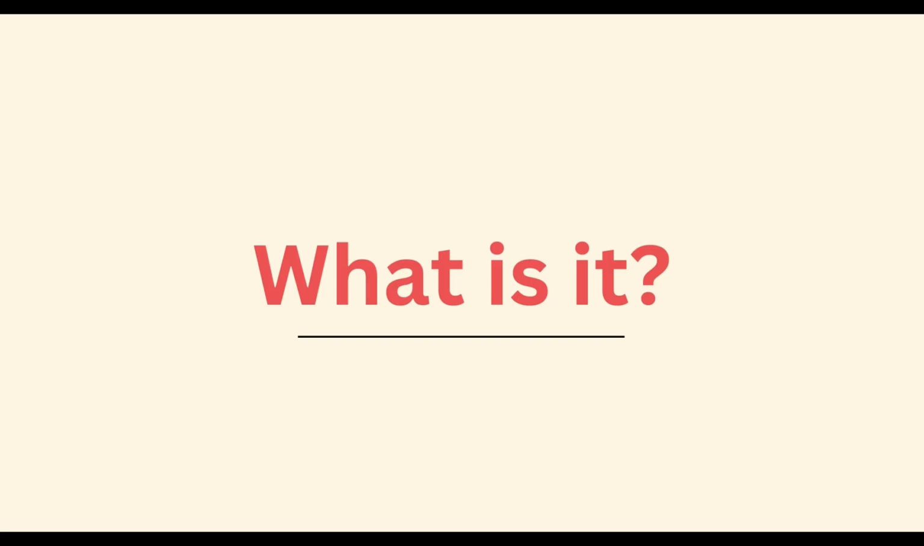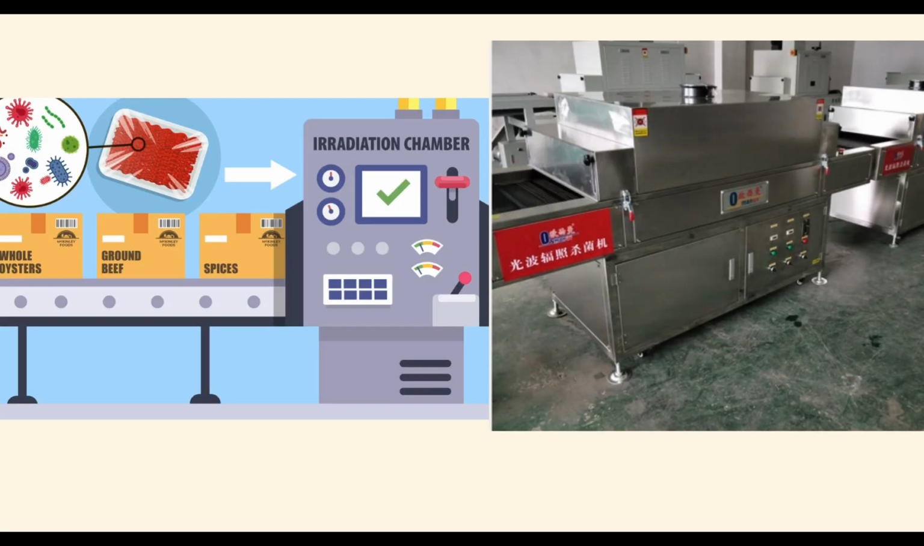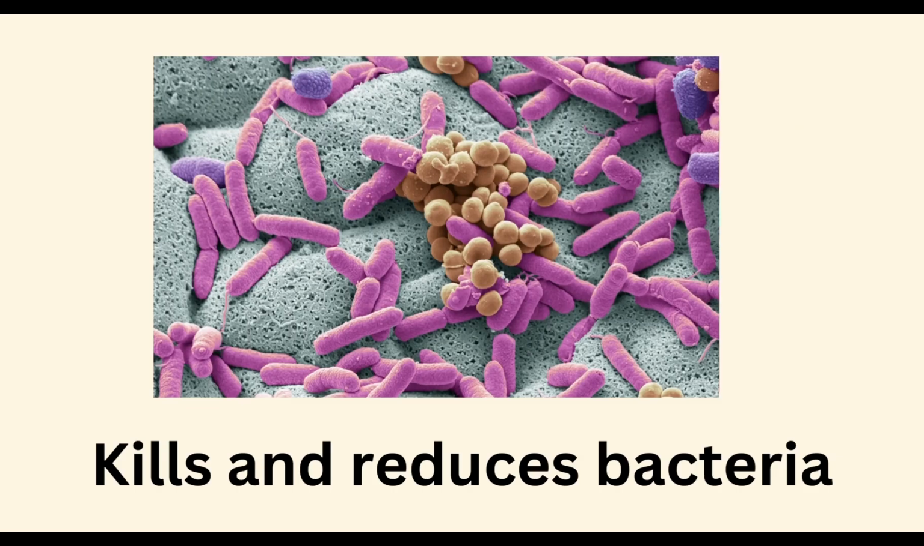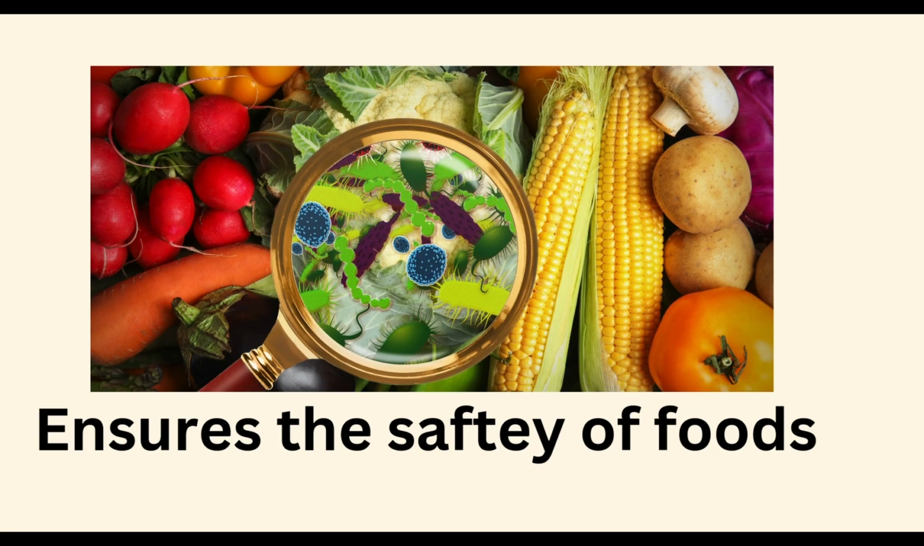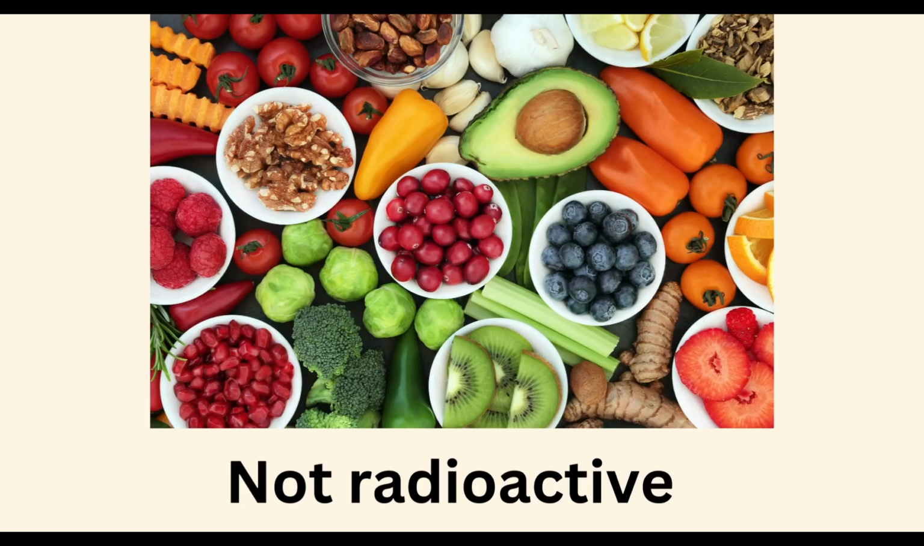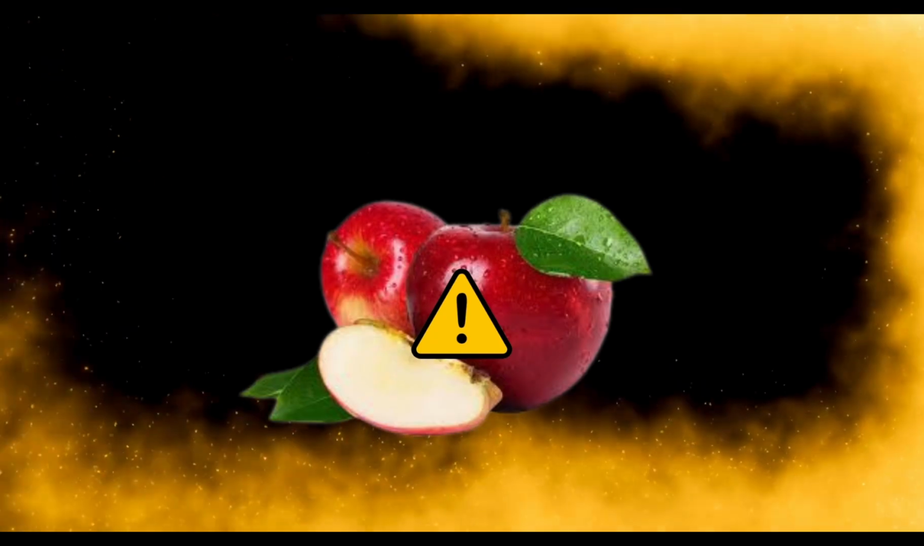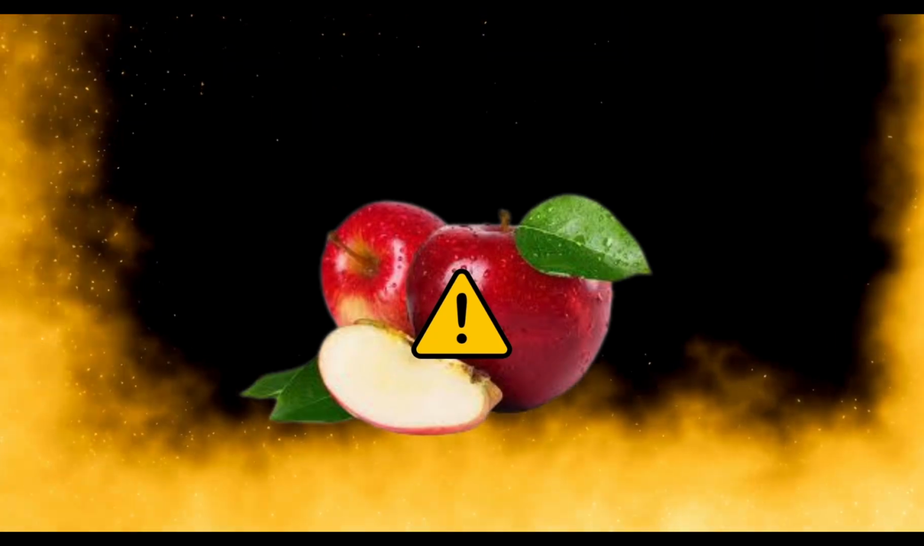Hi everyone, today we are going to be talking about food irradiation and its concepts with Physics 30. So what is food irradiation? Food irradiation is a technology process that many foods undergo to ensure their safety by reducing or killing microorganisms and insects. It is used to ensure the safety of foods.